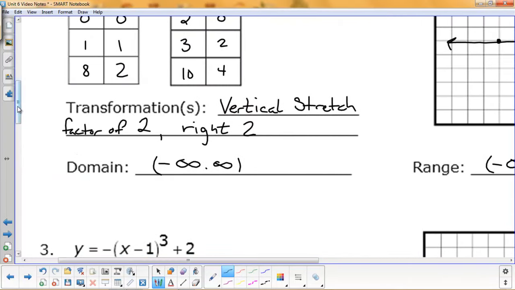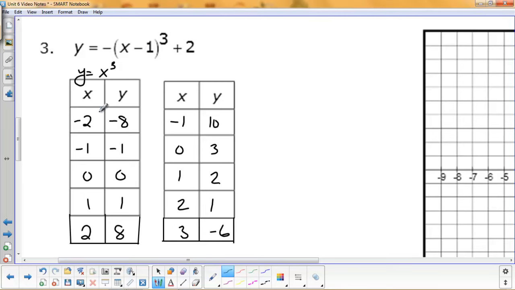Again, we'll start with the table of the parent. That's going to be these critical values here. And then we will insert the table values for the transformed function, therefore making it easier for you to see the connections. Notice it goes to the right 1 and up 2. That's why what was at 0, 0 is now at 1, 2. That's typically the easiest place to see your transformations occur.